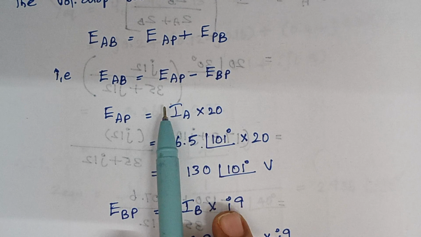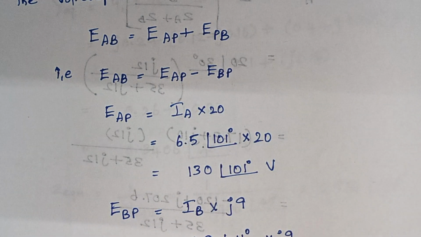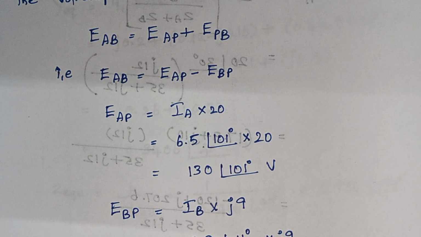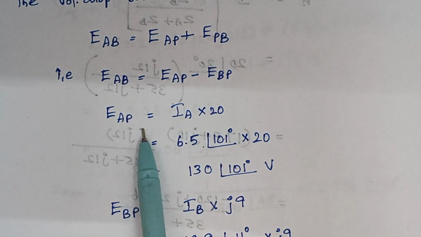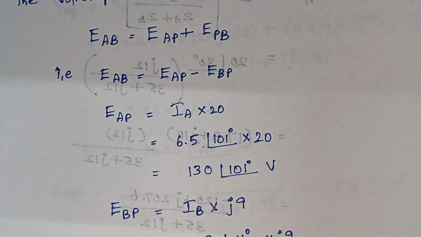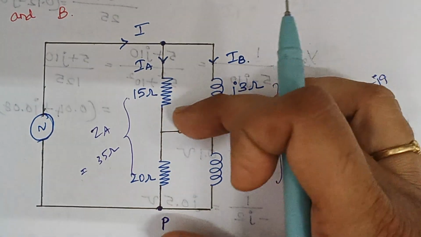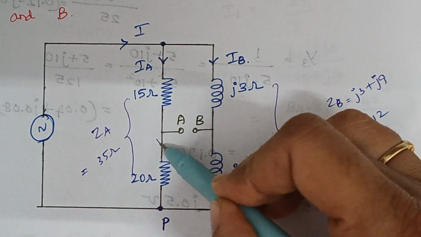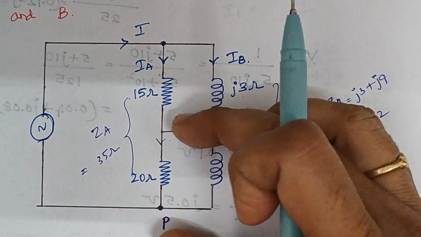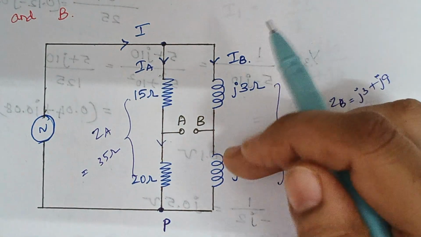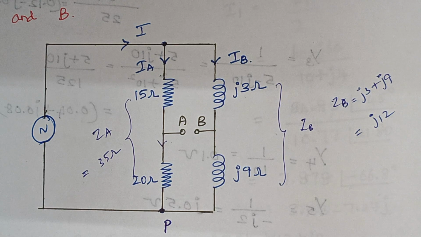When you substitute the EAP and EBP values, we can easily calculate the potential difference between points A and B. EAP is nothing but IA into 20. Again we have to look back at the problem. We need EAP, and the current flowing through this is IA, so IA into 20 will give you AP. Similarly, IB into this j9 will give you the value of BP.